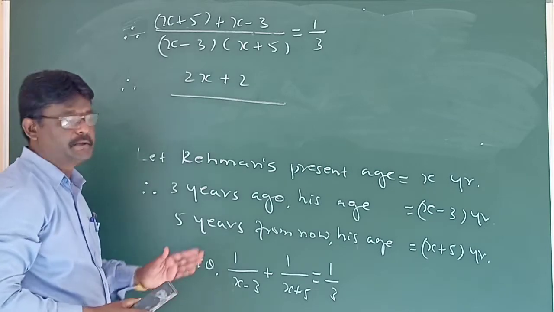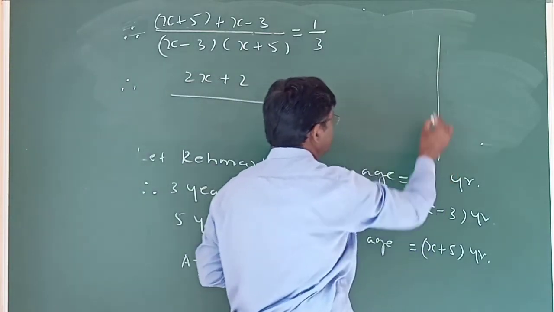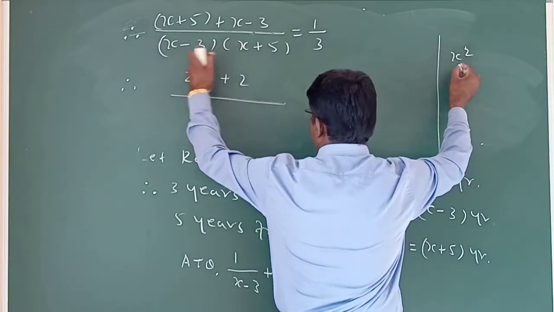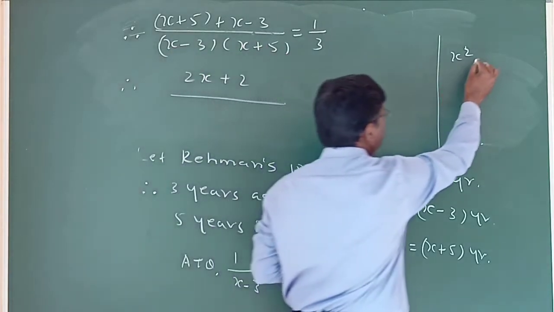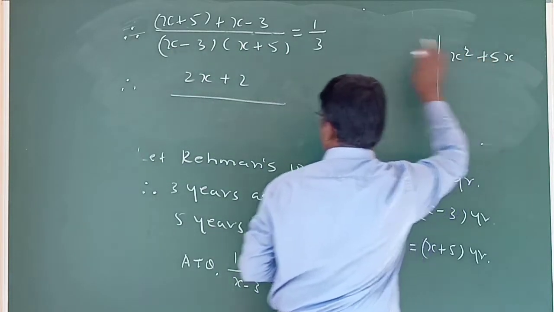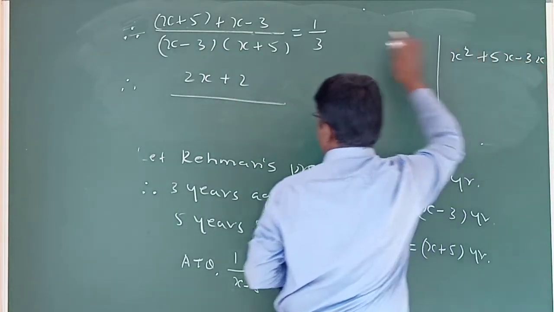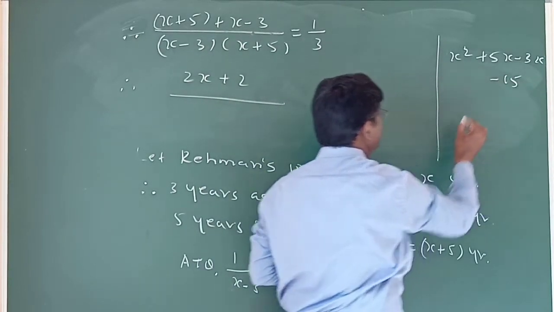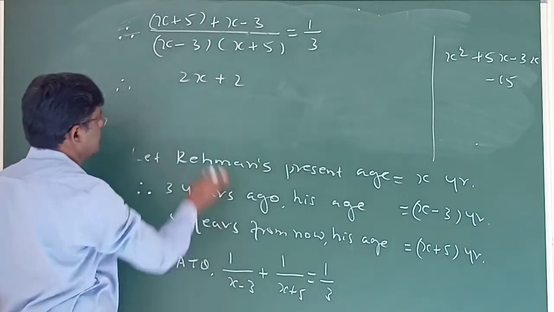this. So this multiplication and all, better let us do in the rough form. x into x, x square; x into 5, 5x; minus 3 into x, minus 3x; then minus 3 into 5 is minus 15. Hence now write that simplified form here.